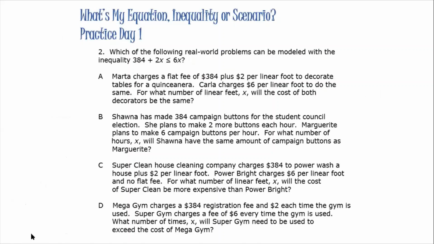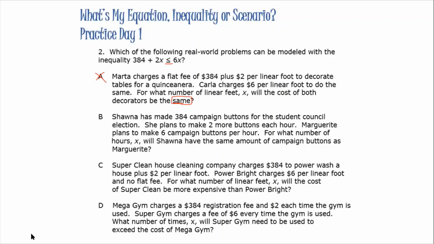backwards or mixed up. Like for example, this scenario here. We have 384 plus 2x is less than or equal to 6x, okay? But if you look at the scenarios, you can actually eliminate some of them based off the symbol, but you have to be careful, okay? So for example, A says the same, okay? That symbol does not belong to an equal sign, so that is out, right?